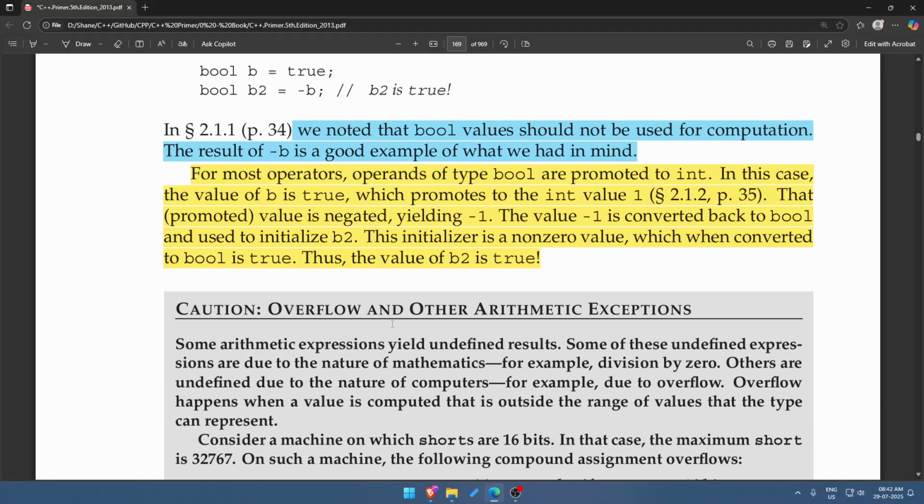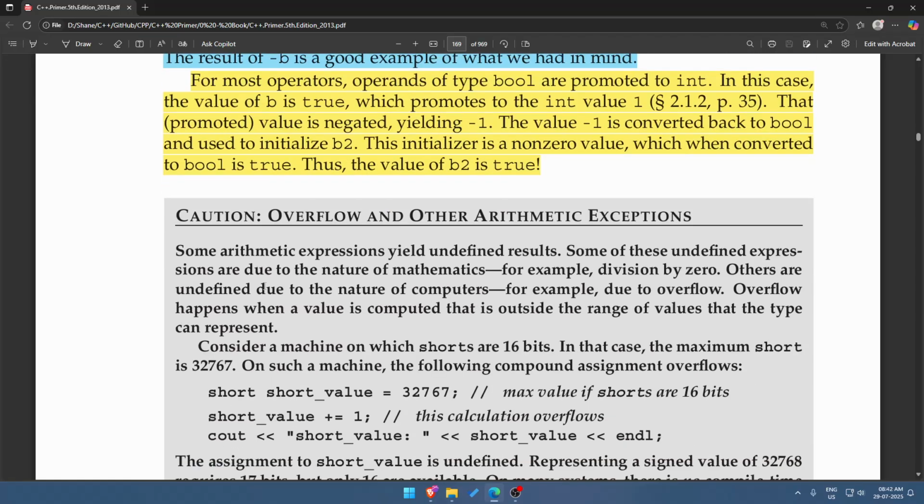So, overflow and other arithmetic exceptions. Some arithmetic expressions yield undefined results. Some of these undefined expressions are due to the nature of mathematics, for example division by 0. Others are due to the nature of computers, for example overflow. Overflow can happen when a value is computed that is outside the range of values that the type can represent.